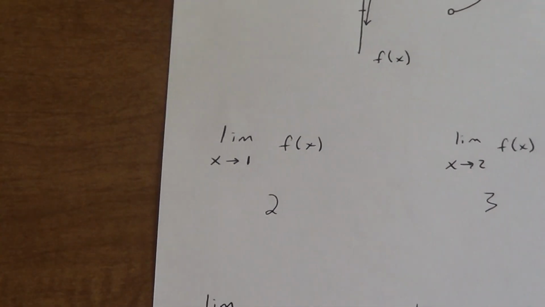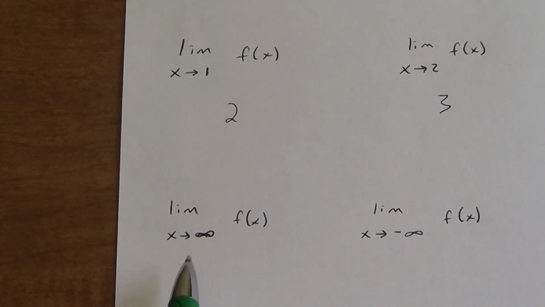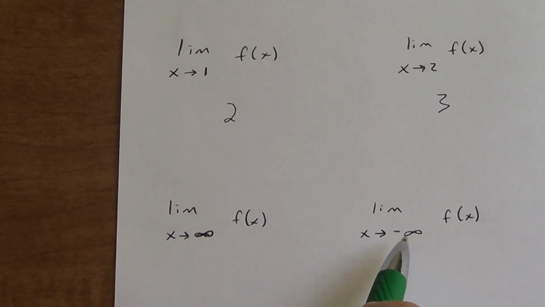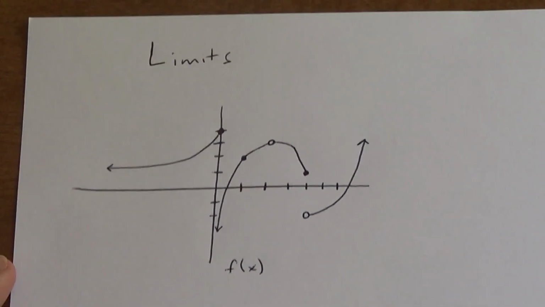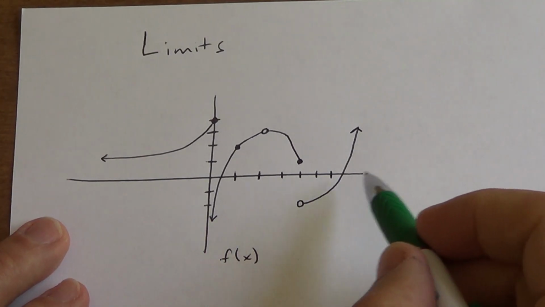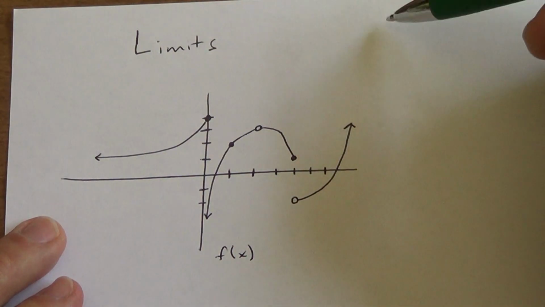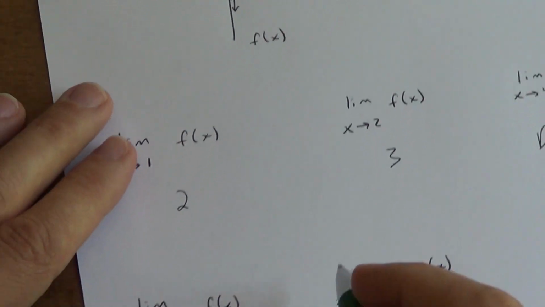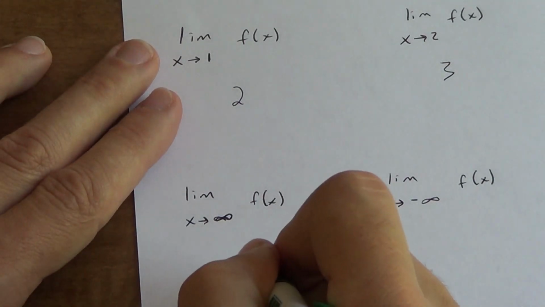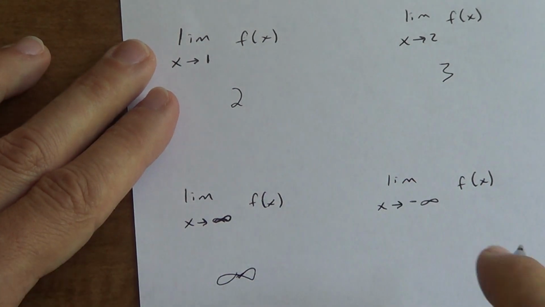All right, what about this one? The limit as x approaches infinity. I kind of messed up on my infinity sign. That's a better one over there, but that's negative infinity, but infinity. Well, as x approaches infinity, as x gets extremely large in a positive direction, my y value is also getting extremely large in a positive direction. So this answer would be infinity. Man, that's horrible. Sorry about that.